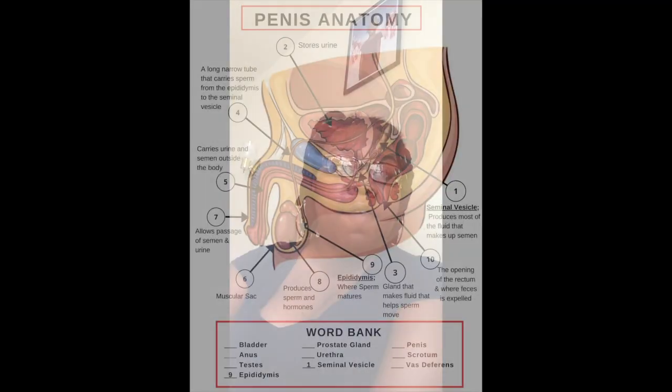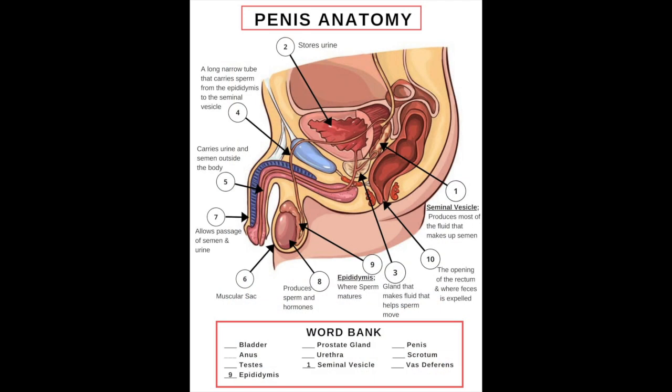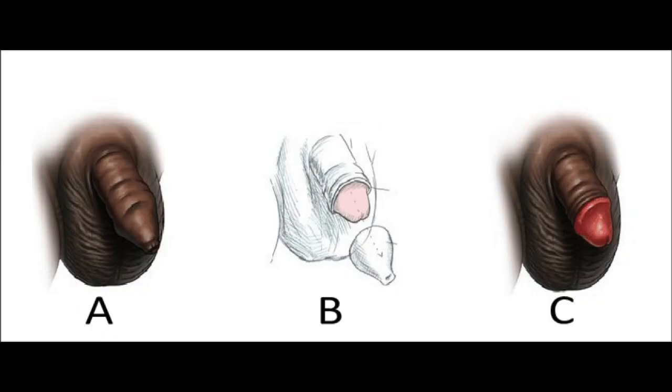The diagram you have on your worksheet illustrates a circumcised penis. This means that the foreskin has been removed and the head of the penis or the glans is visible. If someone with a penis has not had a circumcision, that means the foreskin has not been removed. Okay, back to the worksheet.